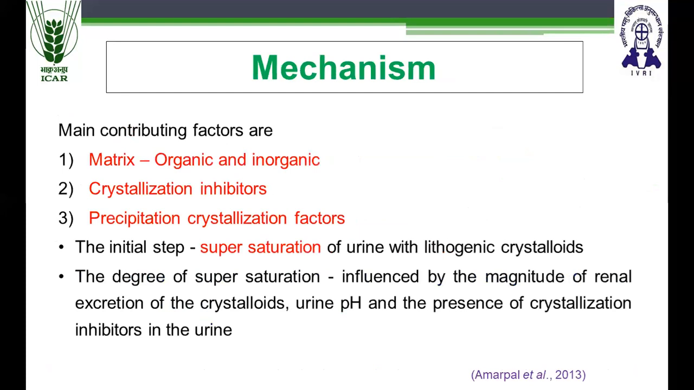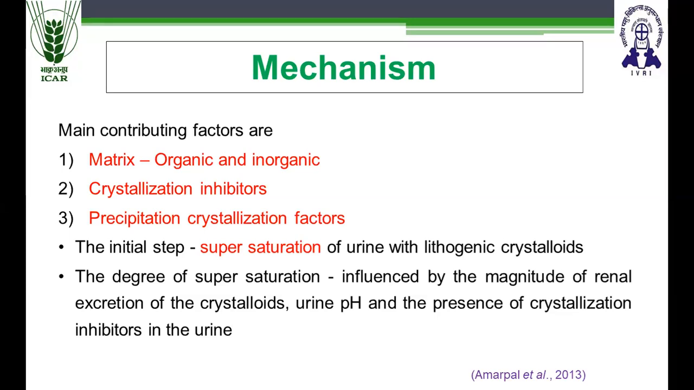And the mechanism of calculi formation, the major contributing factors are matrix. Matrix means, as I already mentioned, all the calculi will have an organic and inorganic part. The organic part can be the denuded cells. The inorganic part is the minerals. And there are certain substances in the urine, crystallization inhibitors. They naturally inhibit the formation of crystals by adhering to the surface of the crystals and inhibit the formation of uroliths. They can be glycosaminoglycans, osteopontin, citrate, etc.